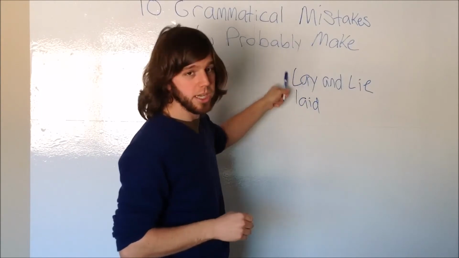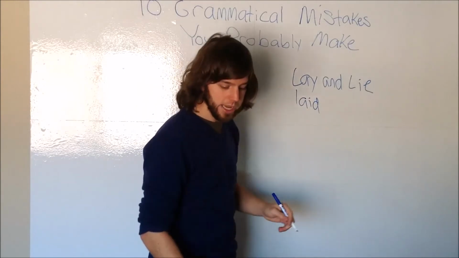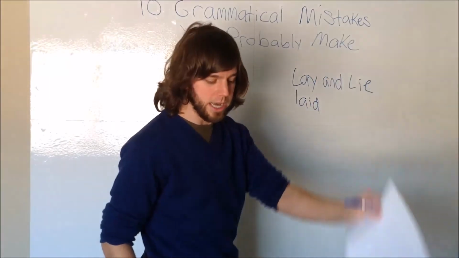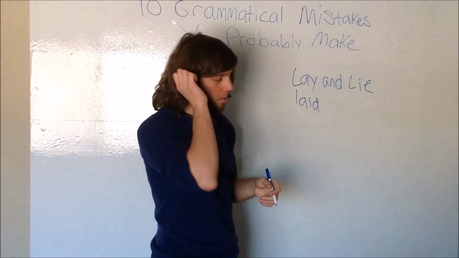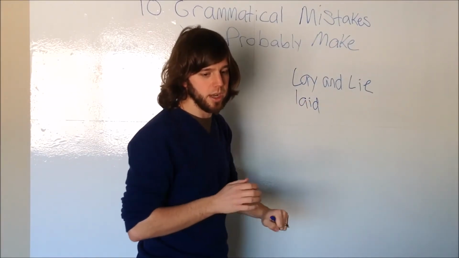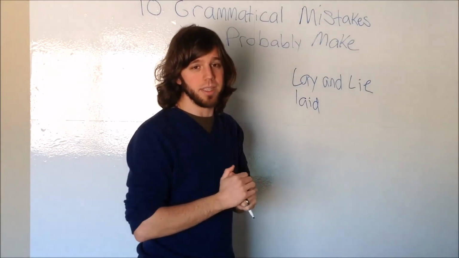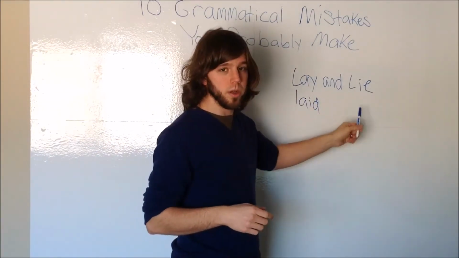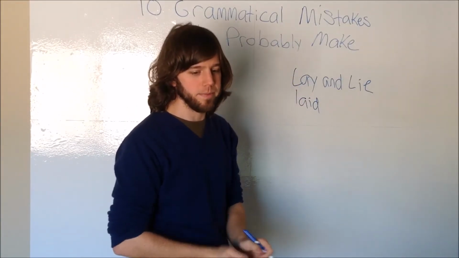Lay needs a subject and an object. So, I lay the paper down on the table. So paper and table, we have a subject and object. But with lie, okay, you don't need a subject and object every time. Obviously you'll have to have a subject, but you won't need the object. So when you go to your bed, you say, I'm going to lie down. Okay?